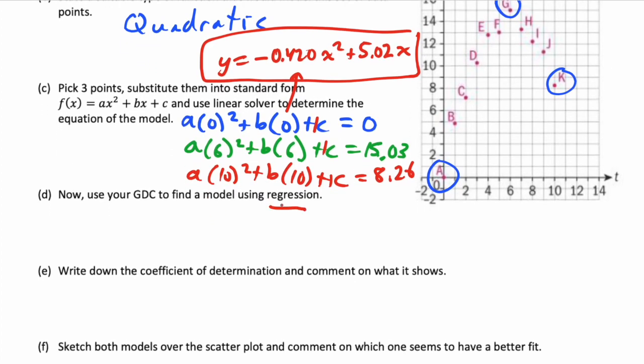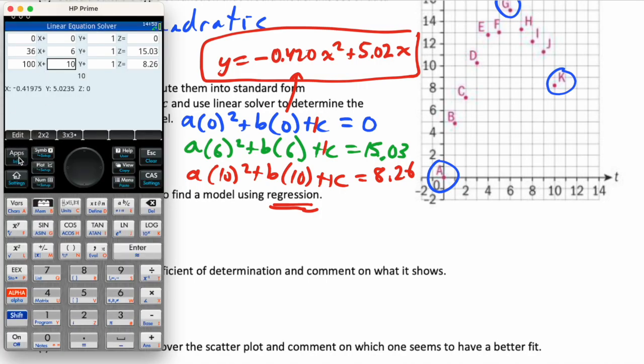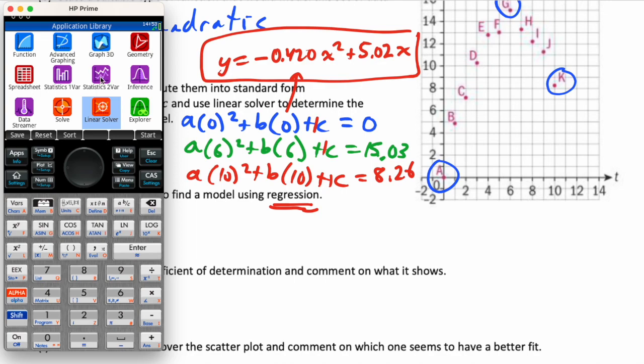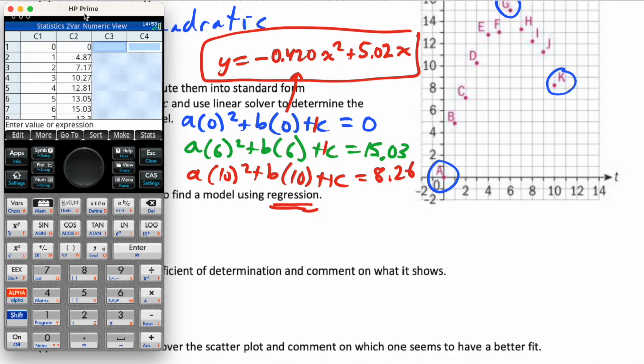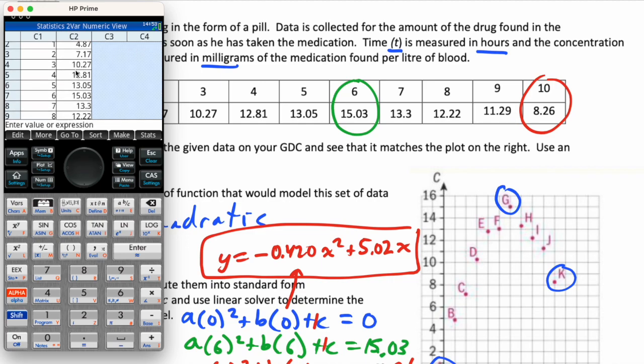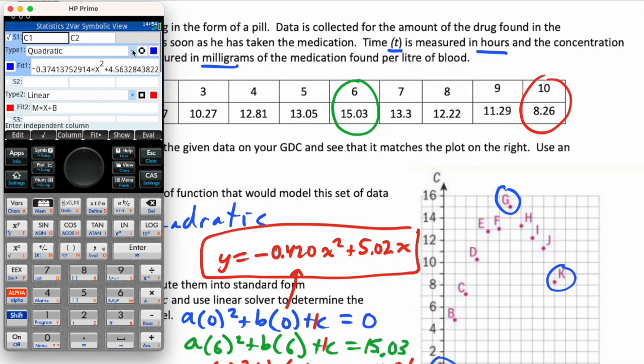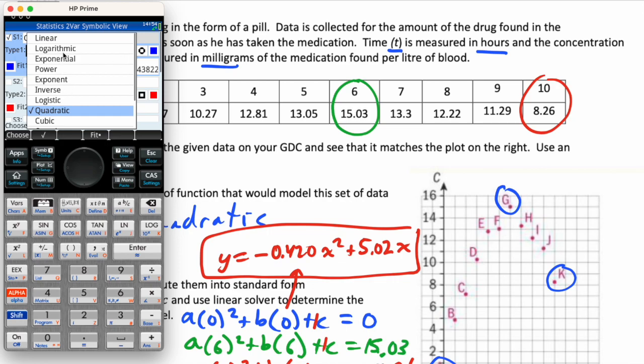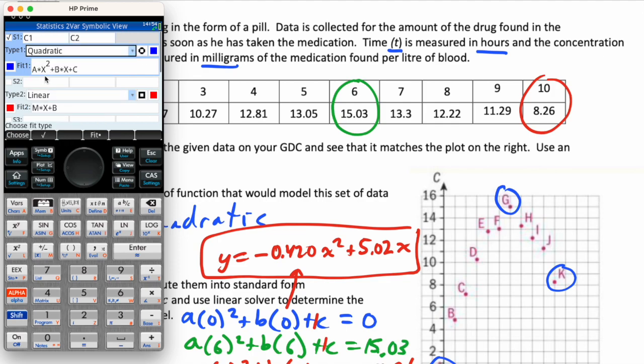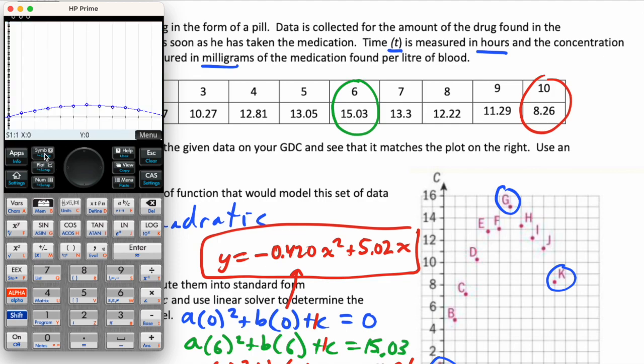Now we're going to do regression, which is something on our calculator which you don't have to do on tests, but it's very useful if you want to model these things, like for an internal assessment or something. So to do this, we go to apps, statistics 2 variable, type in all the data from our table, make sure it's correct, and then we click on this symbol. You can choose exponential, linear, logarithmic. But obviously our data looks like a parabola shape, so we pick quadratic. If you don't see anything there, you gotta click plot and then go back to symbol.